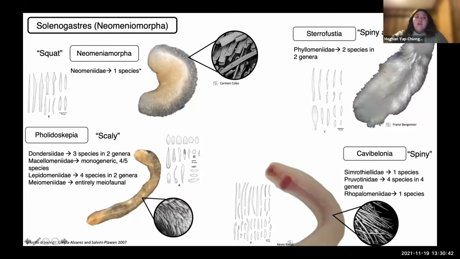You then have the Neomeniamorpha, which only has one species, and these are more small and squat, so they can be quite thick, and they have these harpoon sclerites. And then you have Cavibelonia and Sterrofustia, which have these needle-like sclerites or little pin-like sclerites. And the major difference here is that they're both spiny, but the sclerites within Cavibelonia are actually hollow. And the Cavibelonian species generally represent some of the largest species that we know.